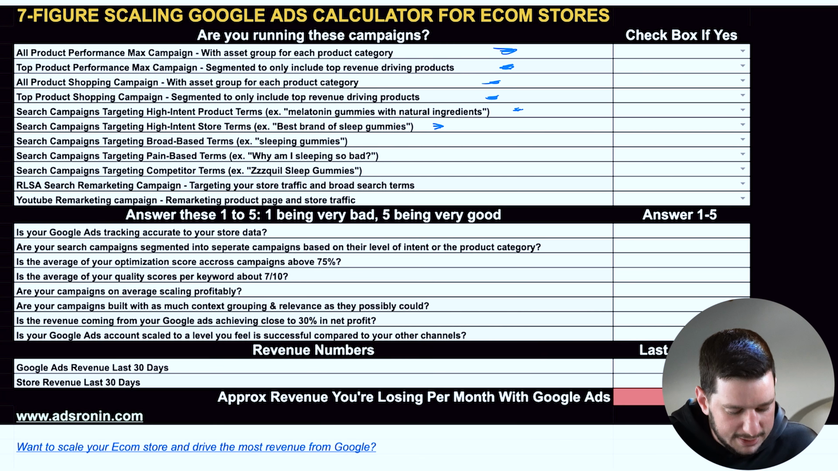After that, it's going to go into more broad-based terms. So after you have that high intent segmented and you want to test in a broad base, that's going to be, for example, sleeping gummies. These are people who are aware of the general product, but they're not super focused on the exact type of products. They're one step of awareness farther in that process in the funnel. So the goal here is to see, can you convert that type of traffic? Because if you can, there's a lot more scale there.